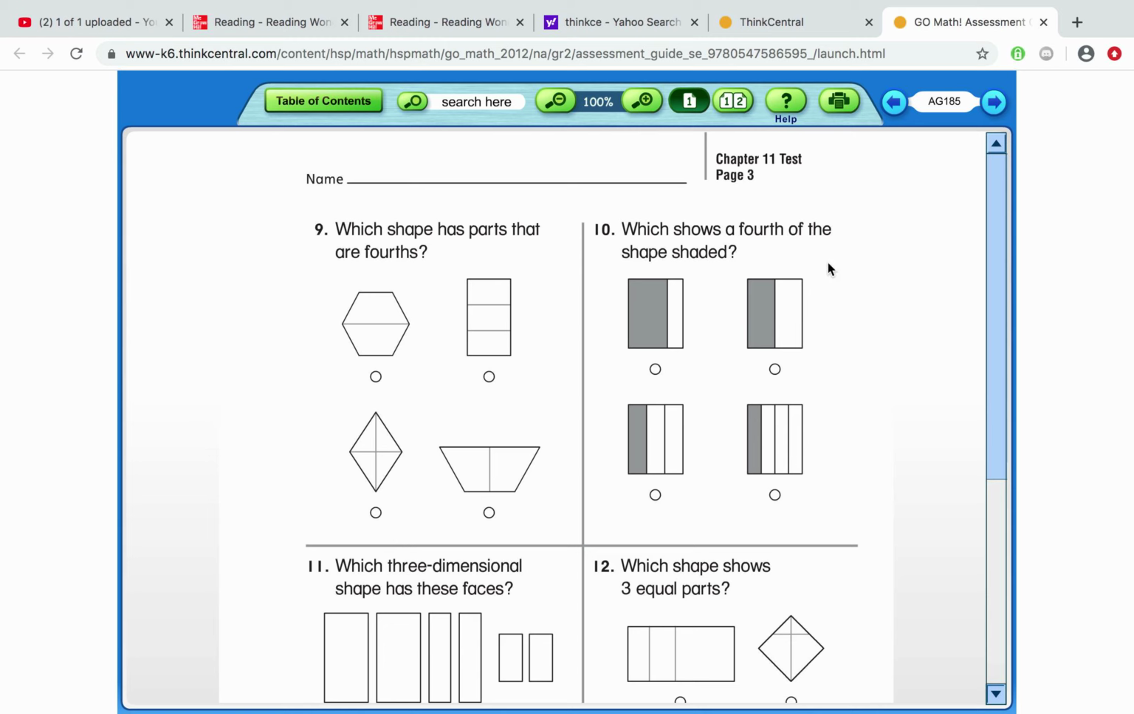Number 10, which shows a fourth of the shape shaded. Go ahead and pause me and think about that for a minute.